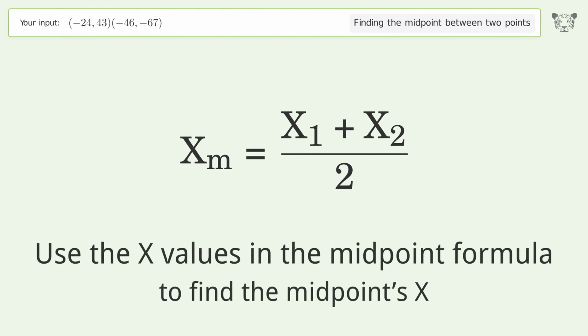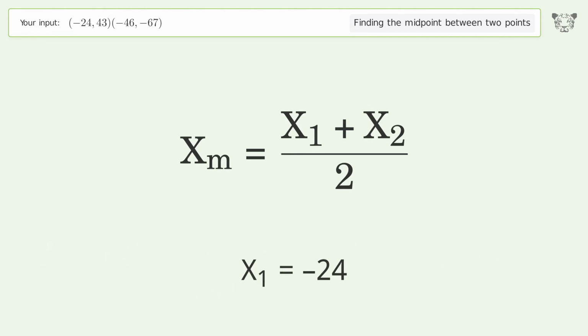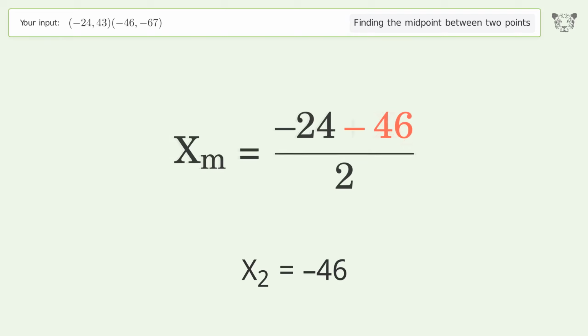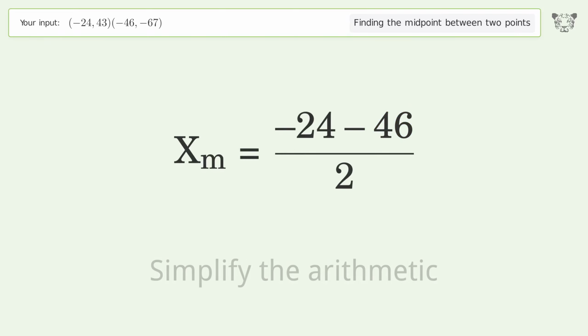Use the x values in the midpoint formula to find the midpoint's x. x1 equals -24. x2 equals -46. Simplify the arithmetic.